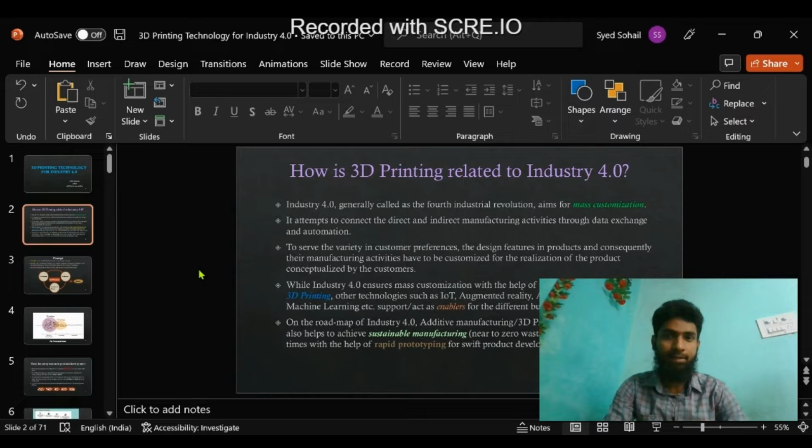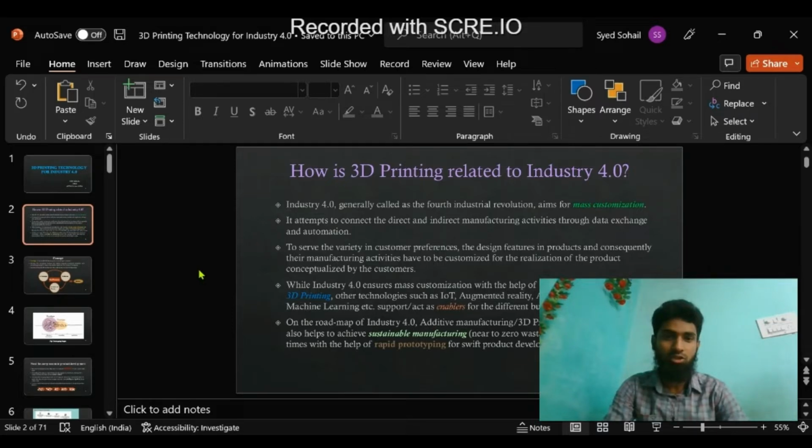Industry 4.0 ensures mass customization with the help of cyber physical systems, right? That's a keyword in Industry 4.0, that you have cyber physical systems, meaning the physical systems have connectivity with the other systems as well and with the other departments as well. And cyber physical systems and 3D printing, that's what I'll be focusing on.